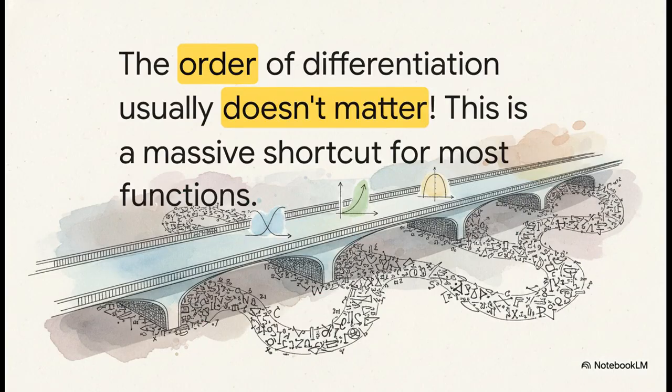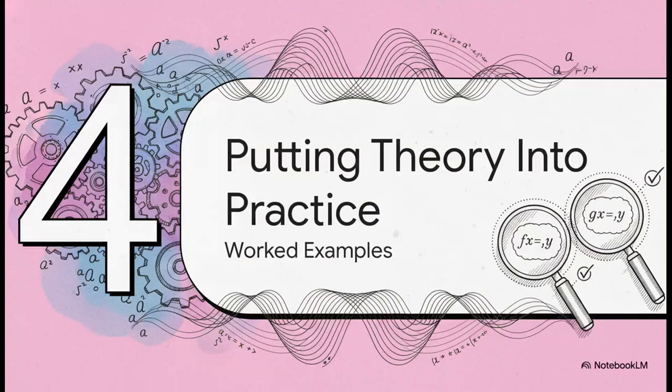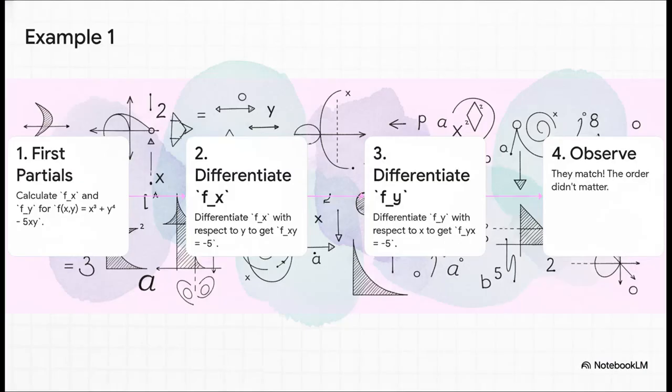So what's the big idea here? It's simple. For almost every function you're going to work with, polynomials, trig functions, you name it, the order of differentiation just doesn't matter. This is huge. It's a massive shortcut you can use. Okay, theory is one thing, but seeing is believing, right? Let's put this theory into practice and actually watch this symmetry in action with a couple of worked examples. Let's start with a nice, simple polynomial.